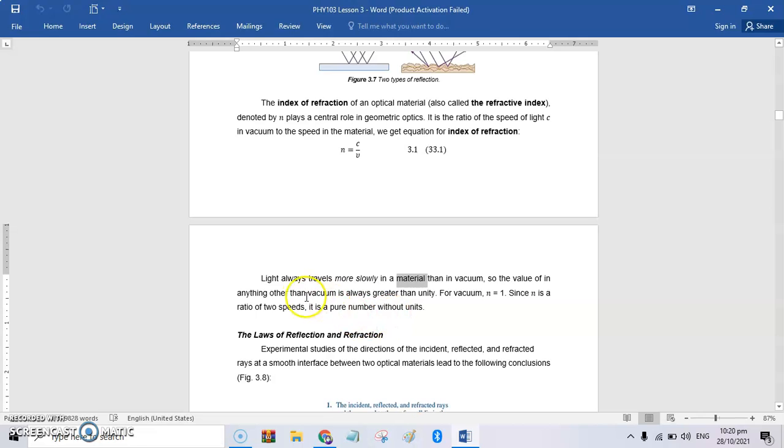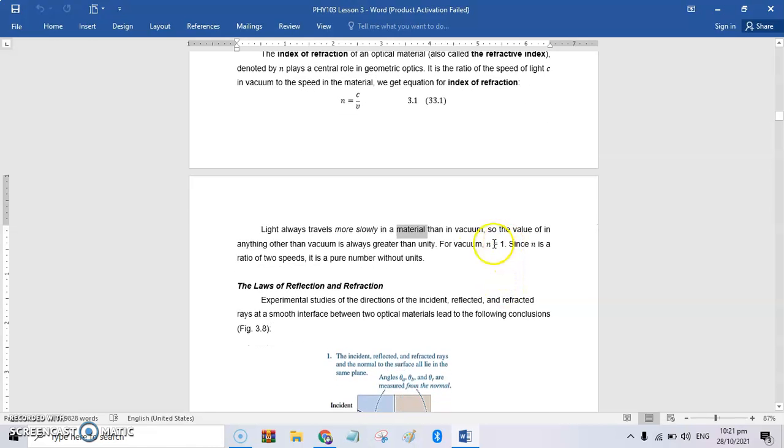So the value of N in anything other than vacuum is always greater than unity. Always greater than 1. For vacuum, N is 1. Since we are considering only air in a vacuum, the index of refraction is always 1. And since N is a ratio of two speeds, speed of light over speed in the material, it is a pure number without units.